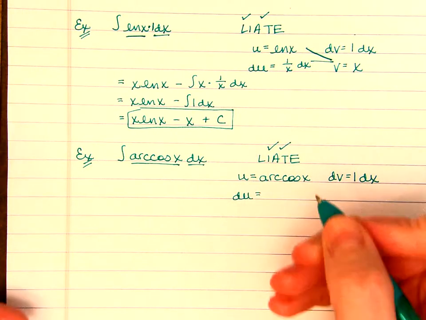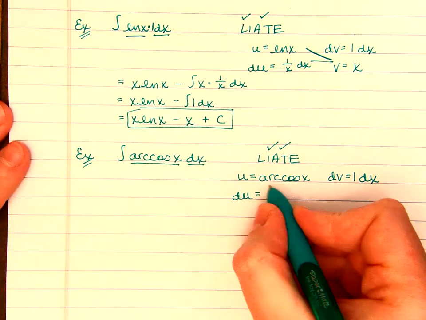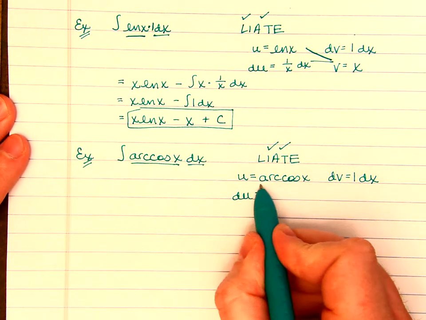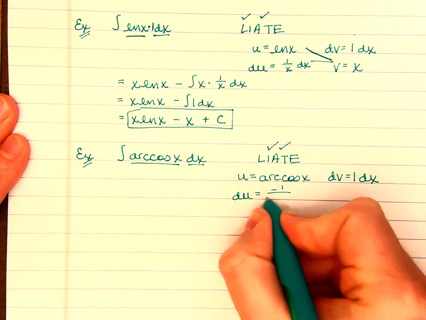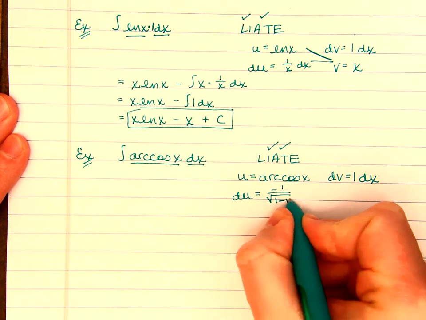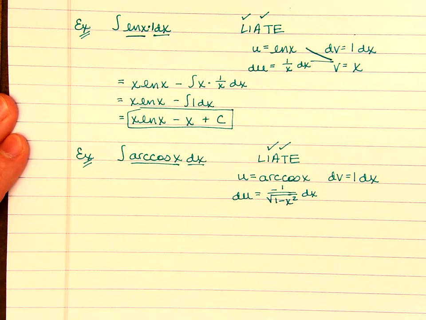Du, the derivative of arc cosine x. Well, here's where you may need to go back through that salmon-colored packet to the table of derivatives, or look back in your notes to section 5.8. I know it's been a little while since we've done derivatives of this one. But hopefully, you can find that the derivative of the arc cosine of x is negative 1 over the square root of 1 minus x squared dx. As for my v, what's the integral of 1 dx? Well, just x, like it was last time.